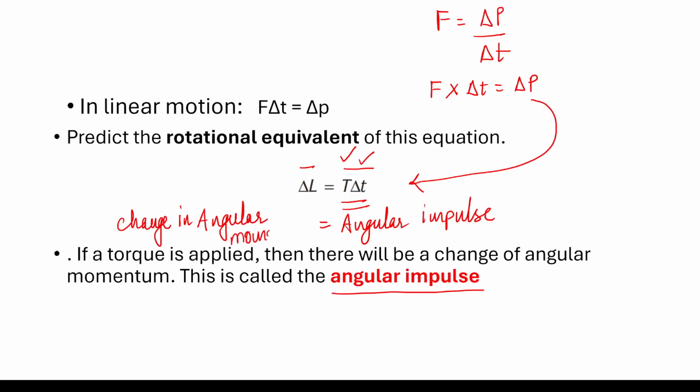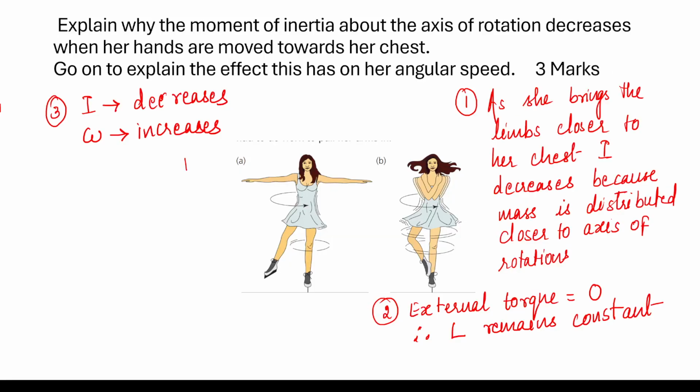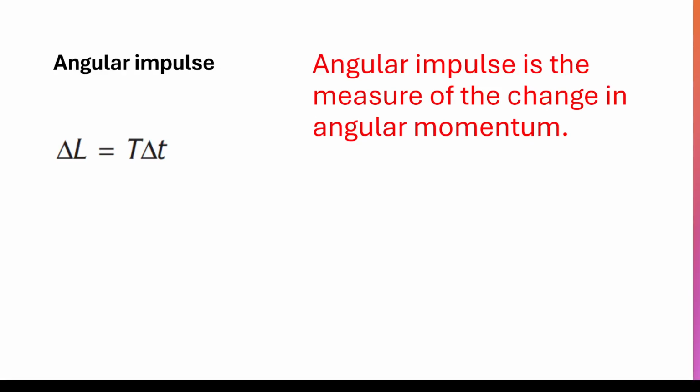So if I go back to my previous slide, what's happening? Is angular momentum changing here? If angular momentum is not changing, that means the change in angular momentum is 0, so my angular impulse is 0. So whenever there is no change of angular momentum, the angular impulse is 0. So angular impulse is defined as the measure of change in angular momentum.